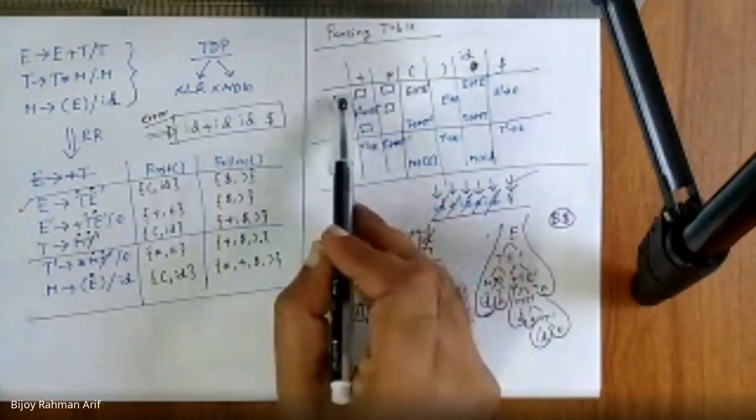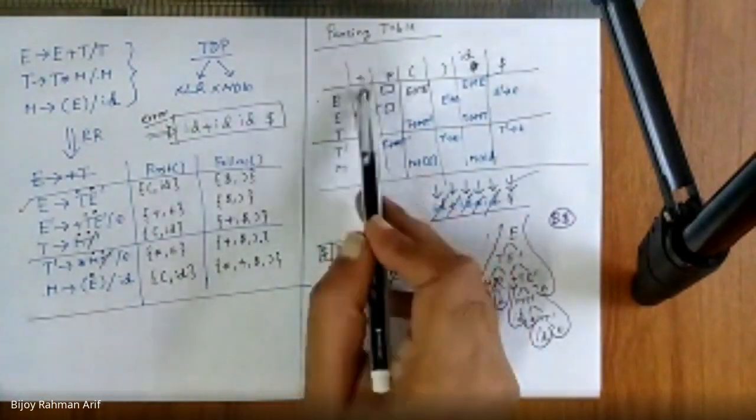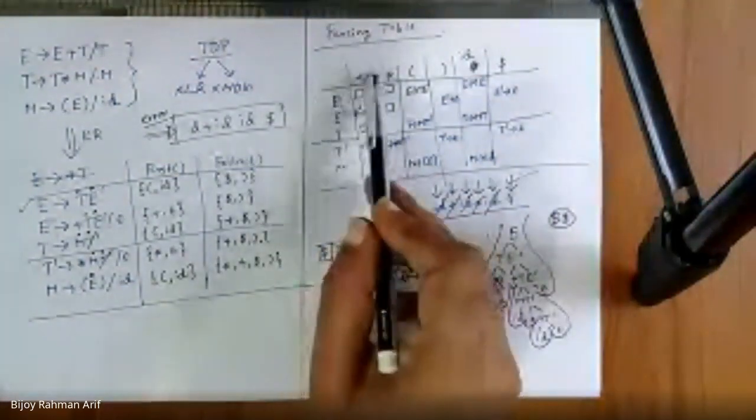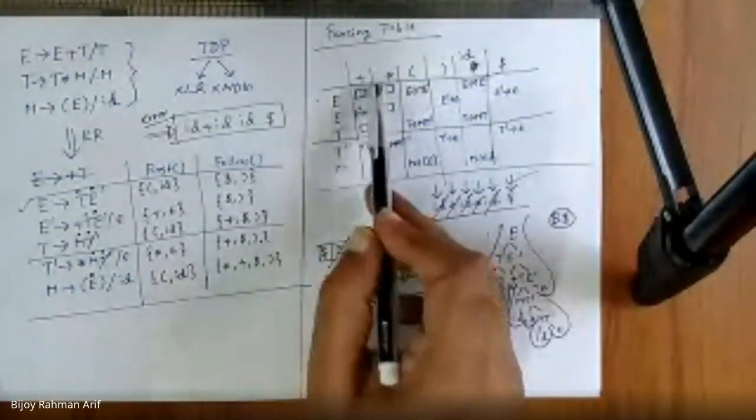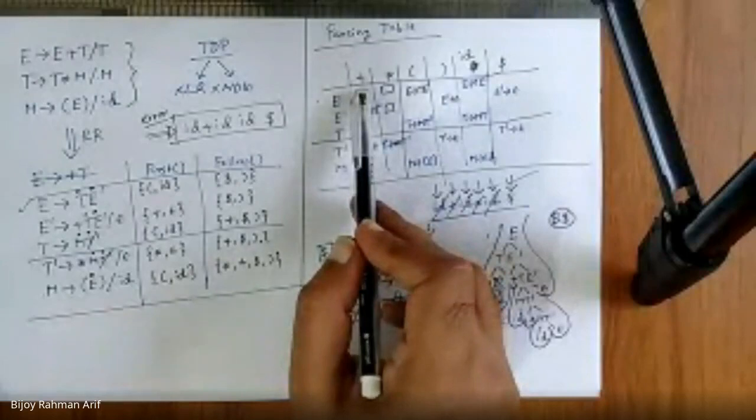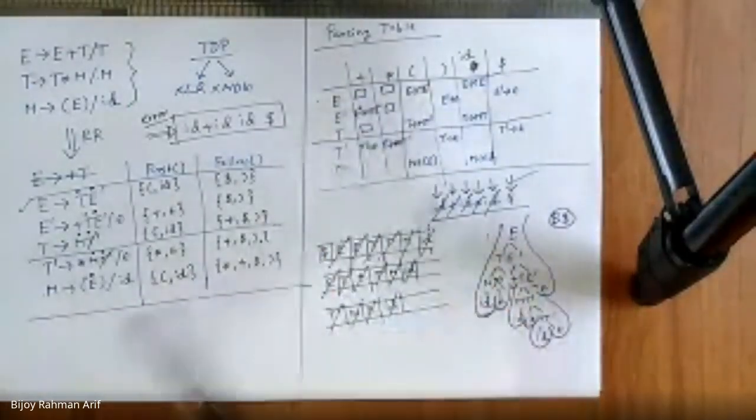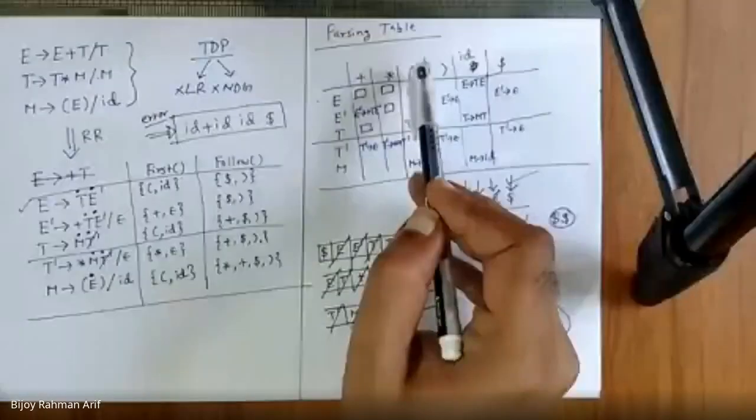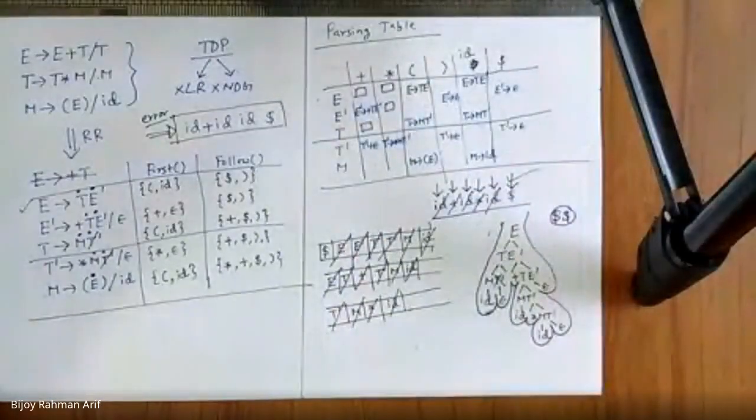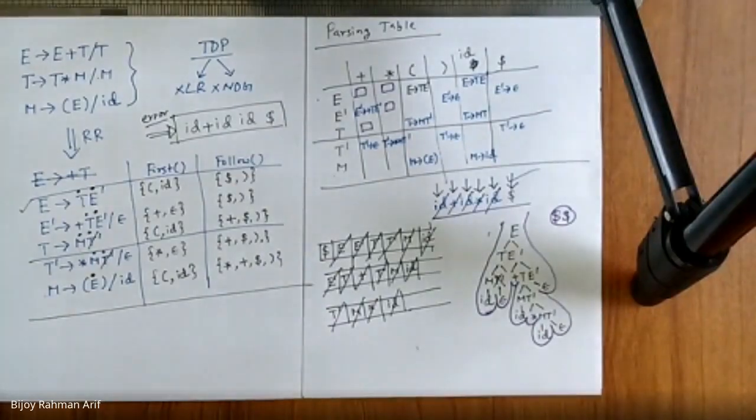So let's assume in E, they expected plus. Then they say it is a blank entry, that means it's an error. But after that, how do they come up with the solution that you should expect this? Can you tell me? How do they come up with the solution that it is not expecting this, but expecting that?